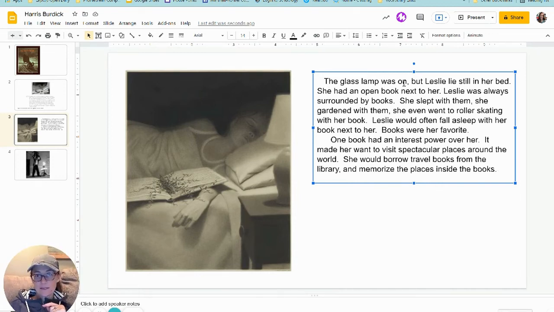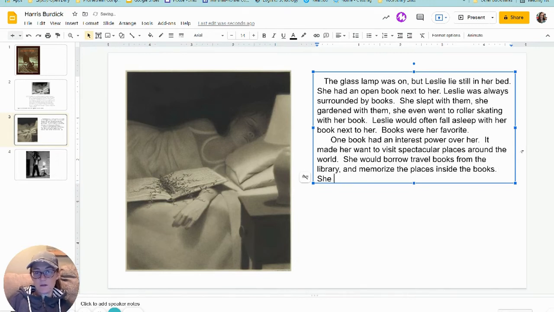The glass lamp was on, but Leslie lay still in her bed. She had an open book next to her. Leslie was always surrounded by books. She slept with them. She gardened with them. She even went roller skating with her book. Leslie would often fall asleep with her book next to her. Books were her favorite. One book had an interesting power over her. It made her want to visit spectacular places around the world. She would borrow travel books from the library and memorize the places inside the books.